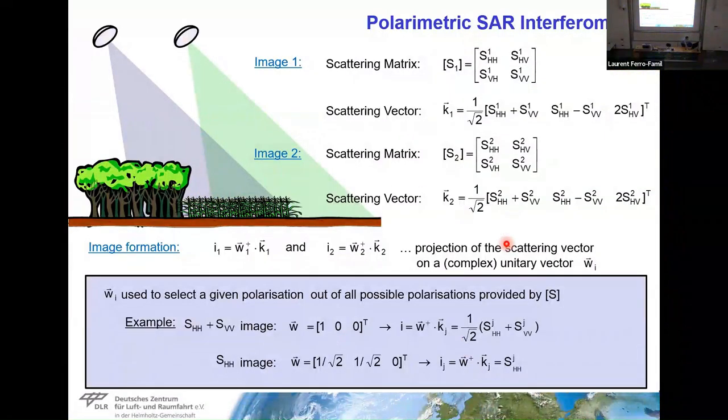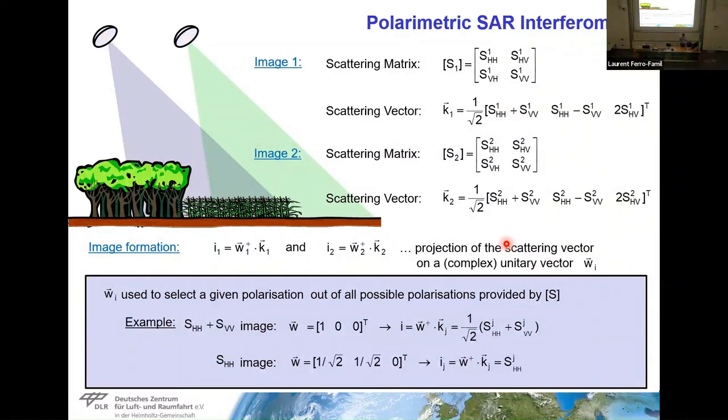So now we know what we have in interferometry. We have explored how the coherence changes with the capacitor. We have seen now what happens with the phase. We have seen now what you gain when you have more acquisitions. And now we need to put polarimetry in the game.